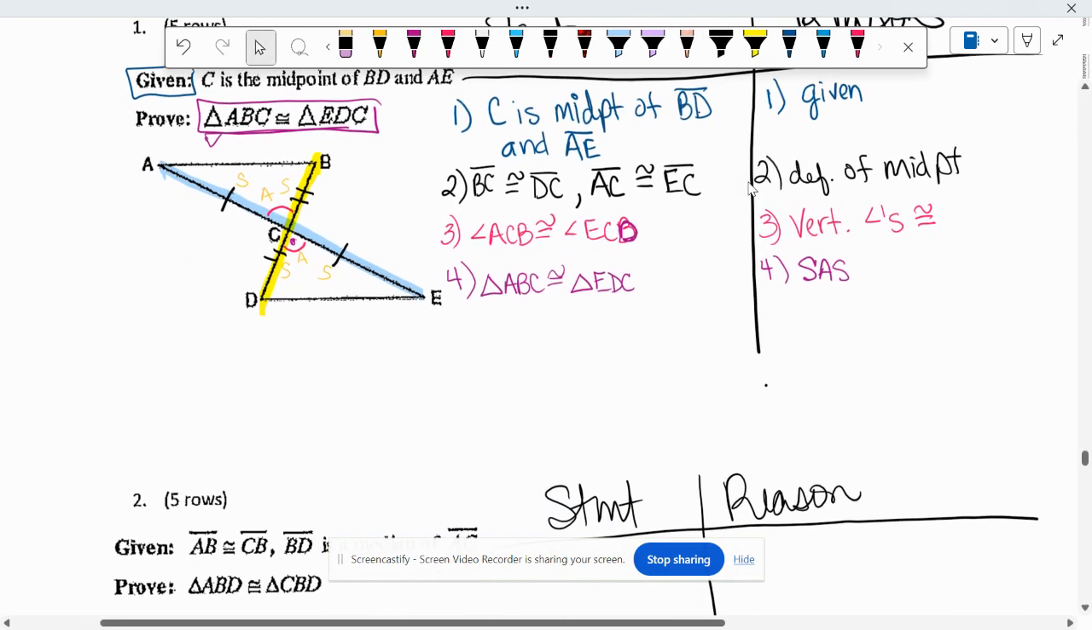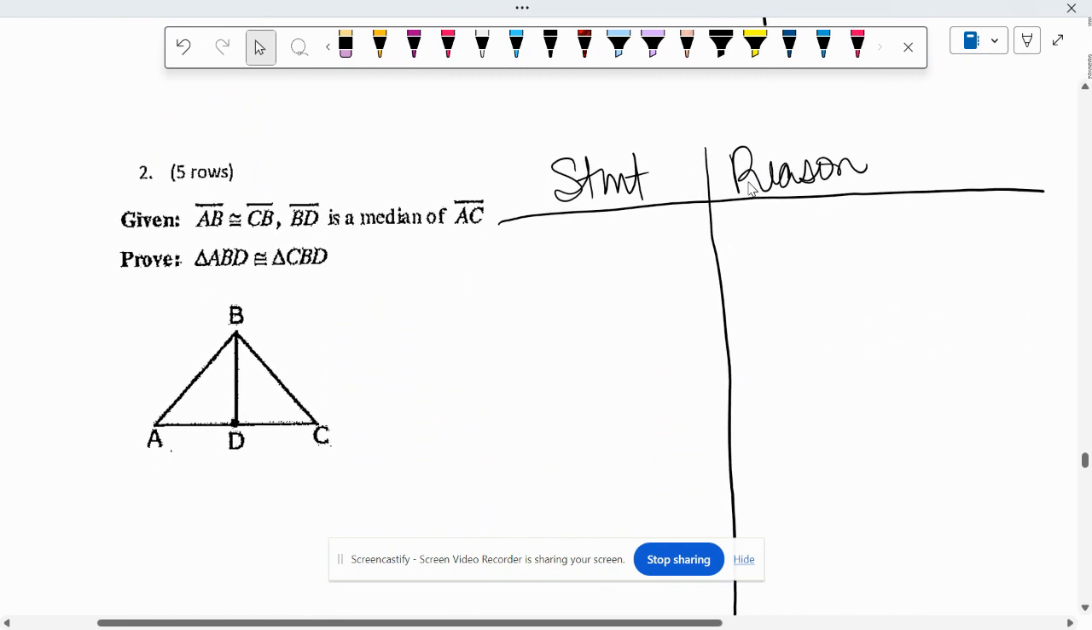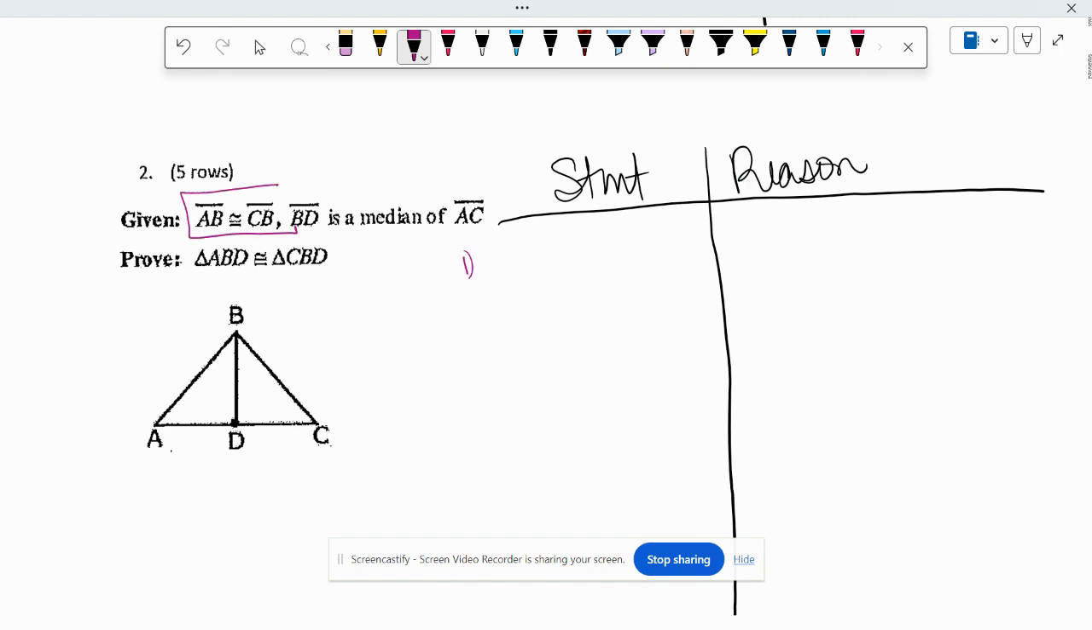Let's move up to the next one. So statement and reason again. The first statement that I'm going to write down is this first given. My first given says that segment AB is congruent to segment CB. That is my first statement, and it's given.